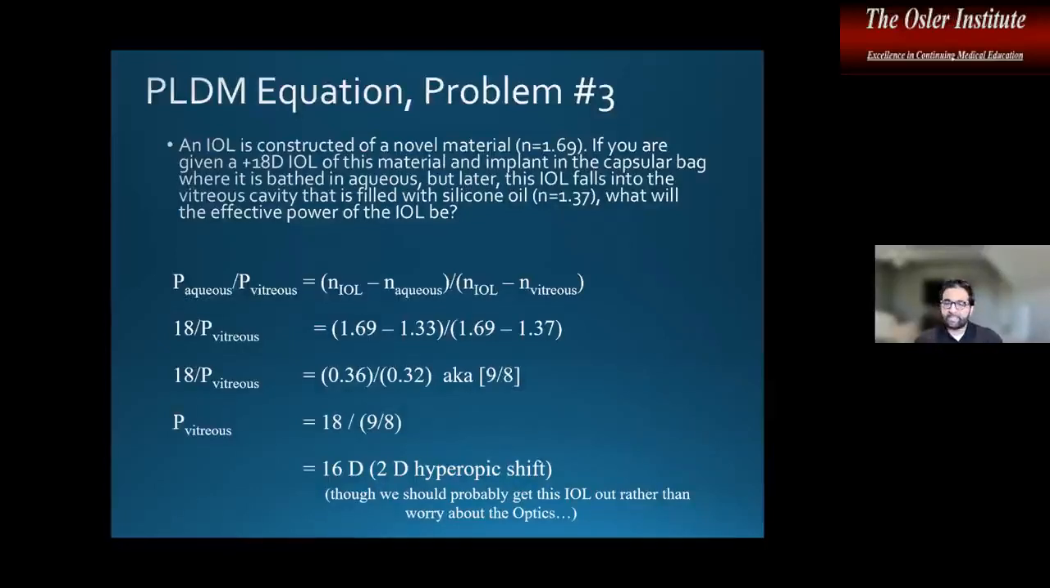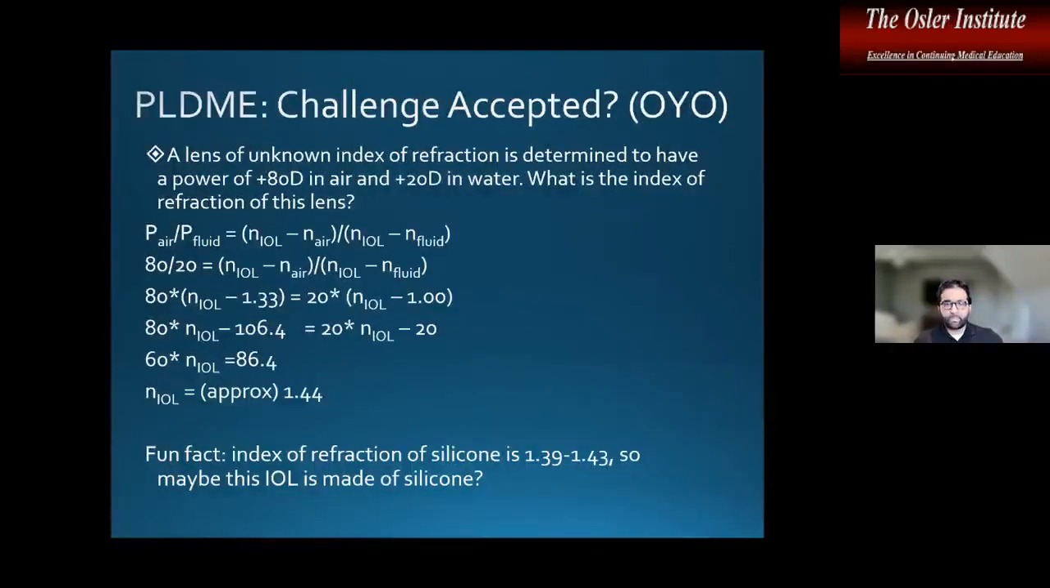Though we should probably get this lens out rather than worry about the optics, because at this point it may cause a retinal tear, or detachment, or UGH or something like that. But that would be how we would solve that for the purposes of optics. This one is one of those where, again, you can solve this on your own. I don't think this would come up on the exam. This is where you have to try to figure out the index of refraction, and you can see the math for this will be very difficult.